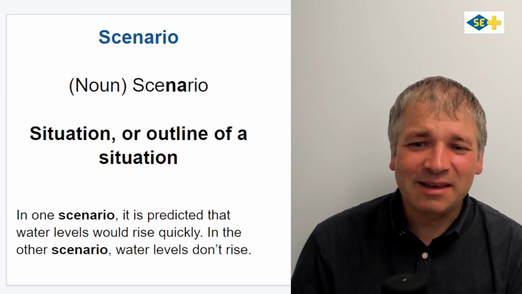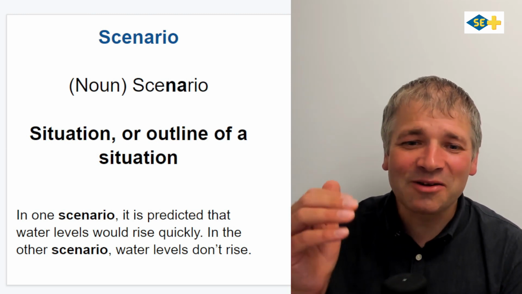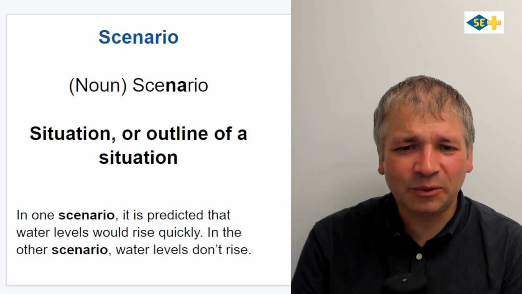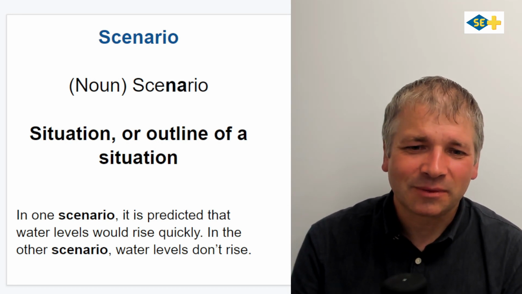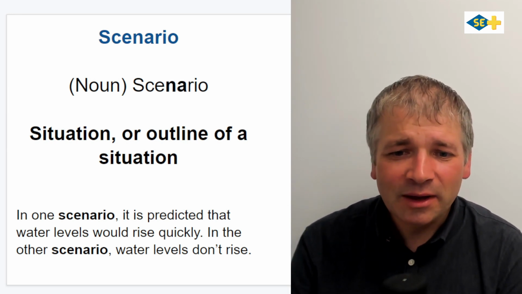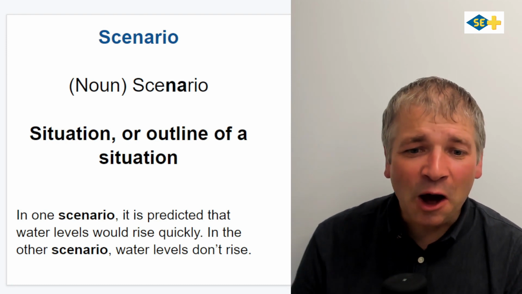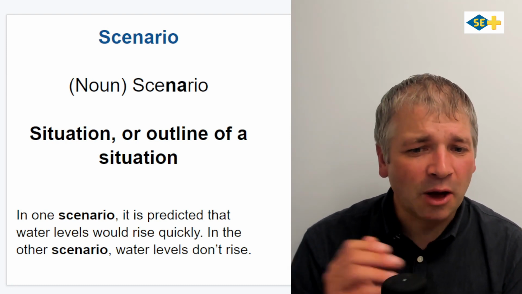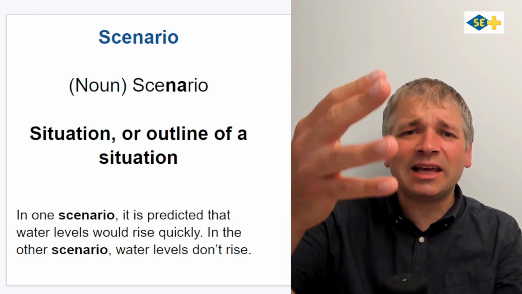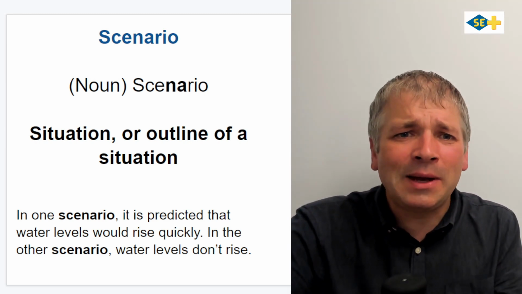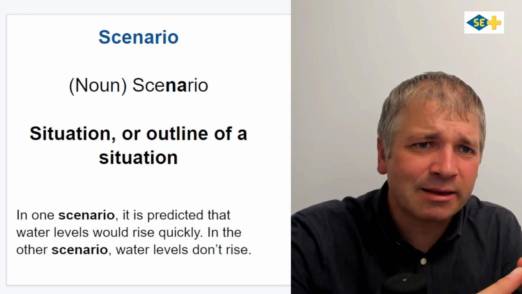Scenario. This is a noun with the stress on na. Scenario. And this means a situation or outline of a situation. In one scenario, it is predicted that water levels would rise quickly. In the other scenario, water levels don't rise. So scenario is a situation, imagining how something is going to be in a particular moment, in a particular place.